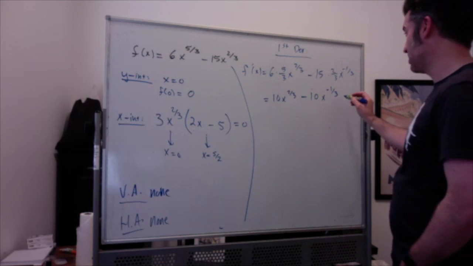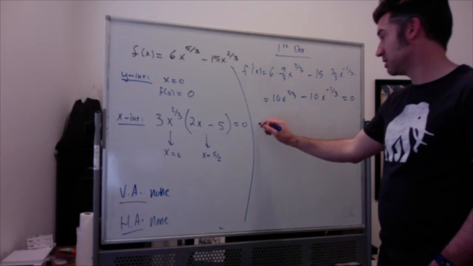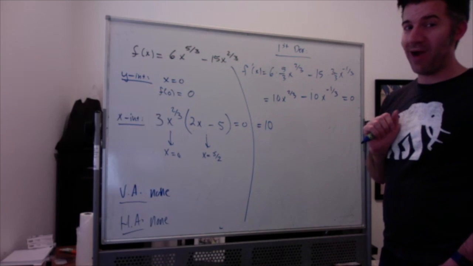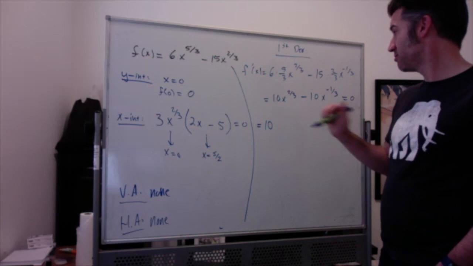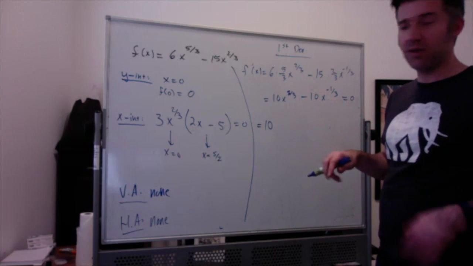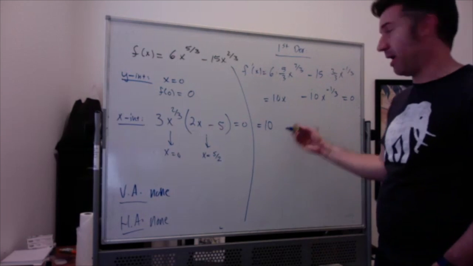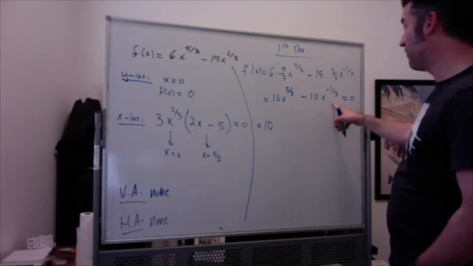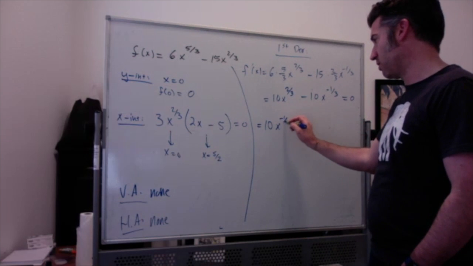Okay, and I'm setting this equal to 0. What can I factor out for sure? A 10. What power of x can I factor out? The 2/3 or the negative 1/3? Well, here's the thing. Whenever you're factoring out x to a power, you are always factoring out the smaller power. And a negative thing is always smaller than a positive thing. So I'm going to factor out the x to the negative 1/3.